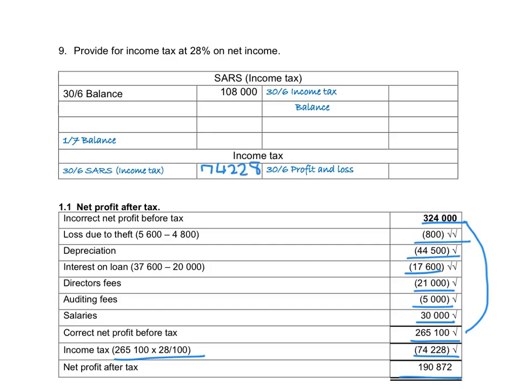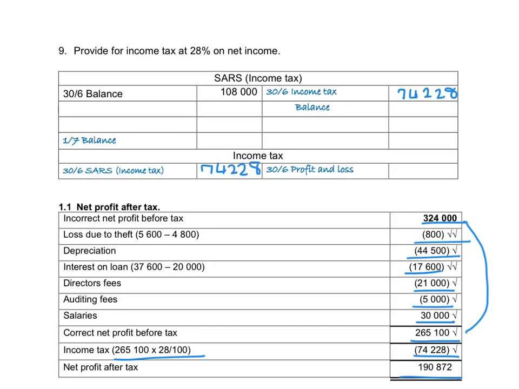Remember, you're never allowed to write in the income tax account until the final profit is calculated at the end of the year to determine what is the actual expense for income tax. We owe this money to SARS, so we will credit SARS with 74,228 to complete the double entry.